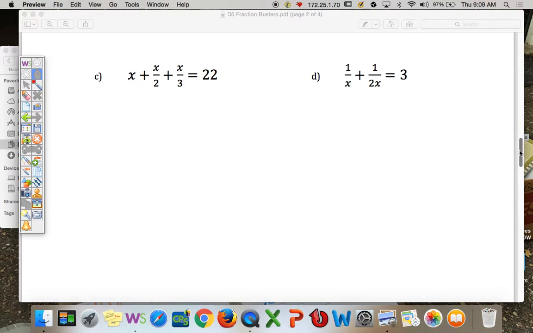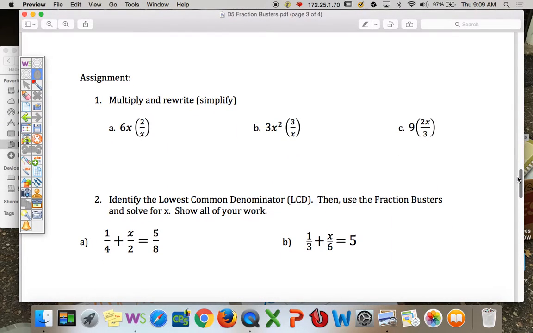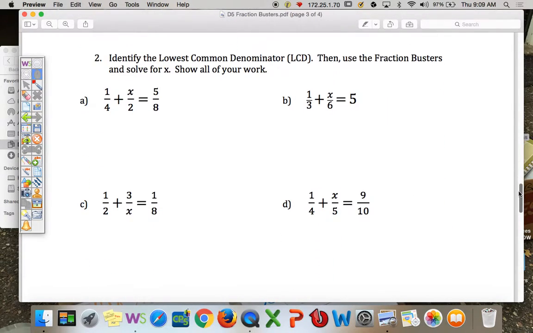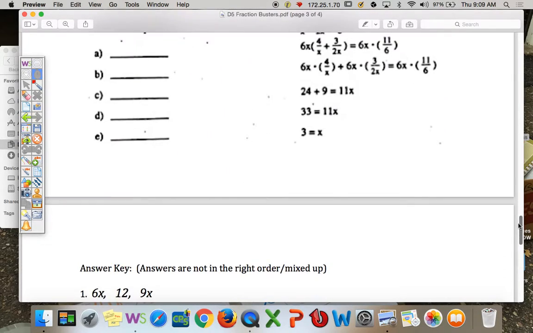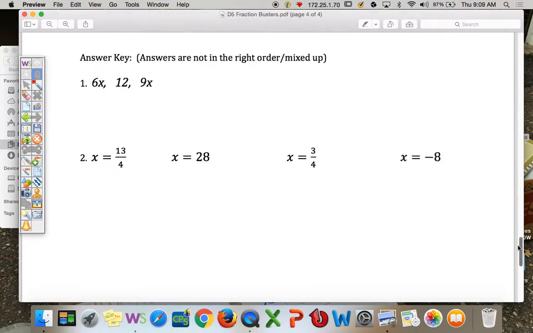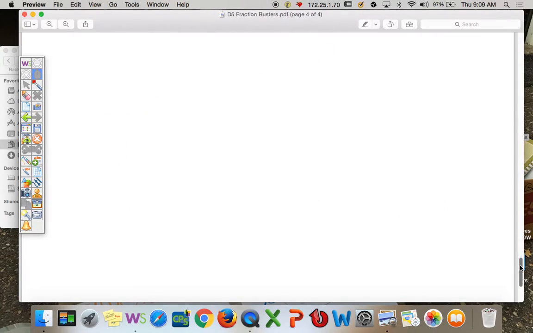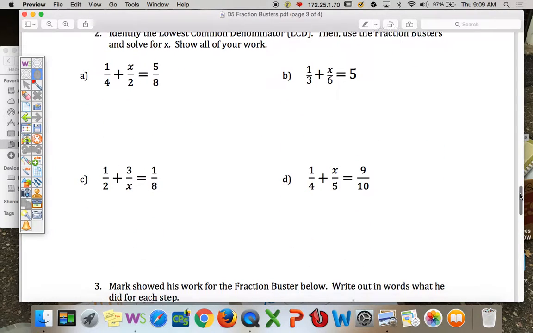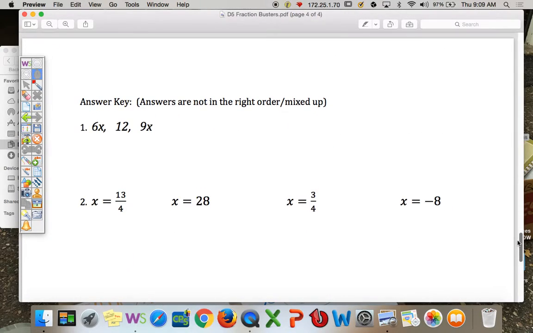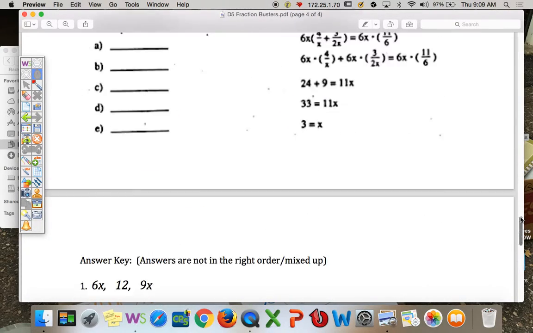All right, let's look at your assignment. So these ones are just like the warm-up, multiply and simplify. What's the LCD? Then use fraction busters. Then we have Mark doing his work. Can you explain what he did? And then, on this side's the answer key to everything. Okay, let's just do one of these. Oh, and this is the answer key to 1 and the answer key to 2, so you can check your answers here.